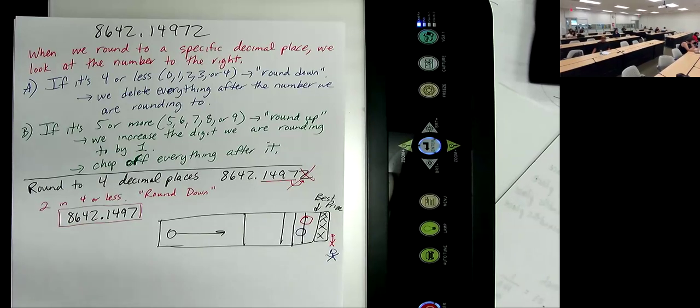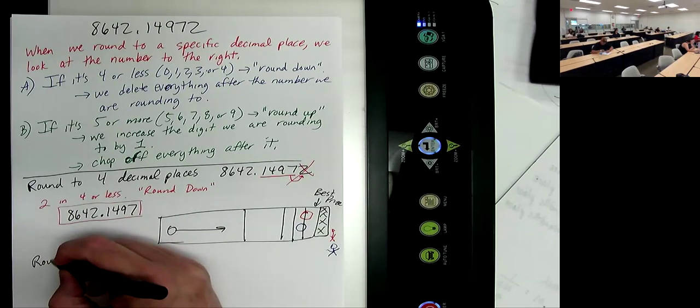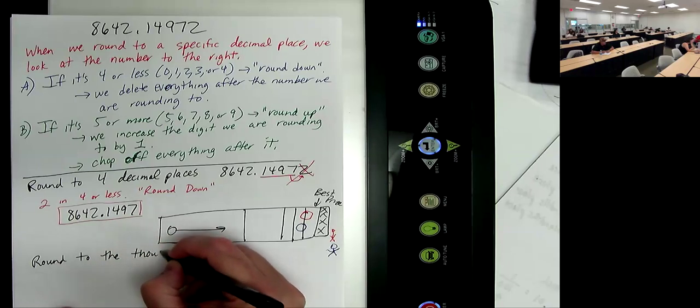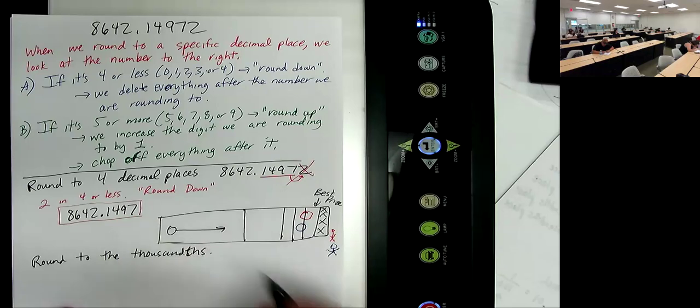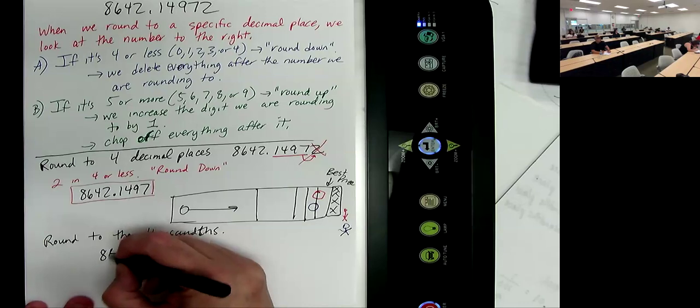Good times. Alright, let's do our next one, let's round to the third decimal place, or round to the thousandths. I'll rewrite the numbers starting from the beginning.